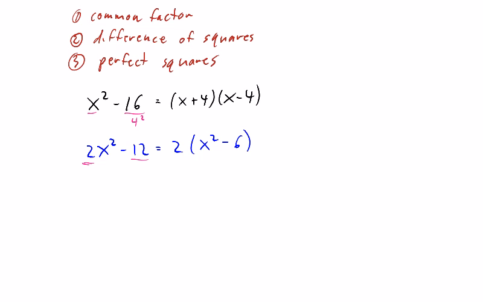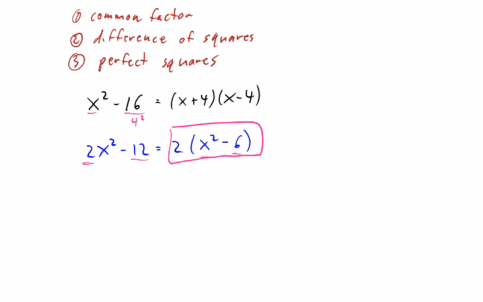Now when you look at the x squared minus 6 part of this, x squared is a perfect square, but 6 is not. So it's clearly not the difference of squares. And since there's no middle term, it can't be a perfect square. Therefore, we are finished for now. So this must be the most factored form that we can have. So 2 times the quantity x squared minus 6.